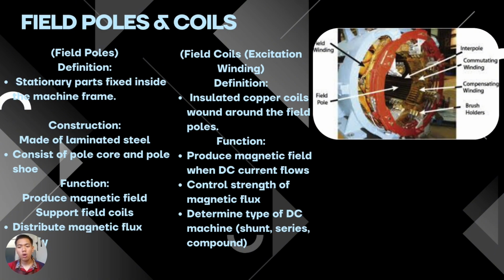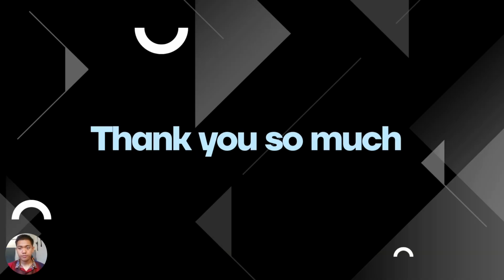In conclusion, all components work together. The armature converts energy, the commutator controls the current direction, and the field poles and the field coils produce the magnetic field. So I think that is all for the DC machine components.